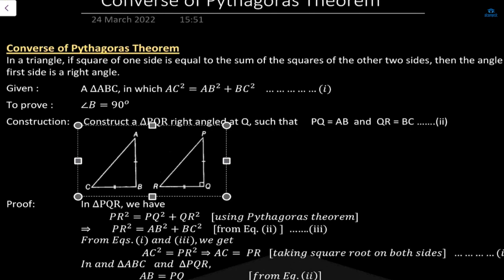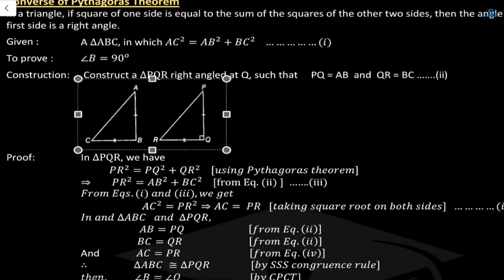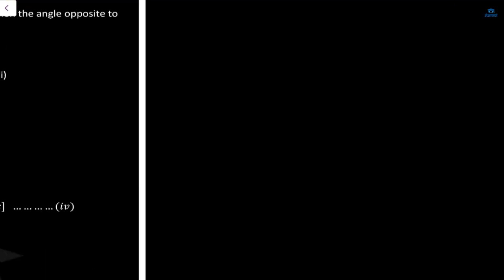So in this case, we are going to construct another triangle PQR, which is right angled at Q. We are already mentioning that it is right angled at Q. We are making this triangle in such a way that it is right angled at Q, and PQ is equal to AB and QR is equal to BC. Since these two are already equal, you have constructed a triangle. This is one triangle; it is right angled at B.